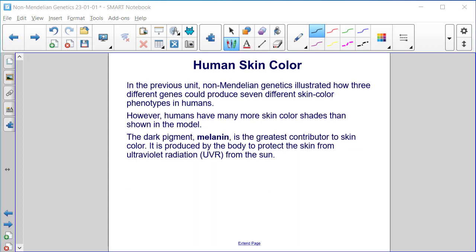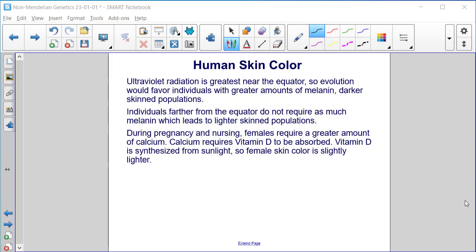Human skin color. In the previous unit, non-Mendelian genetics illustrated how 3 different genes could produce 7 different skin color phenotypes in humans. However, humans have many more skin color shades than shown in the model. The dark pigment, melanin, is the greatest contributor to skin color. It is produced by the body to protect the skin from ultraviolet radiation, UVR, from the sun.